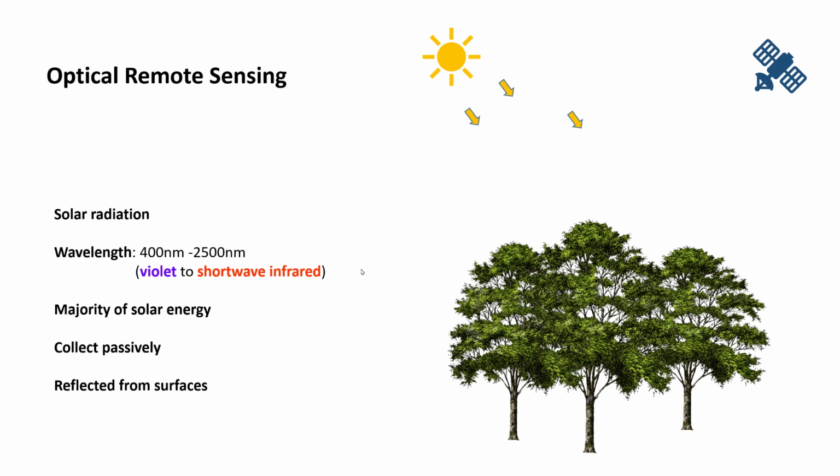Optical sensors collect solar radiation reflected from Earth's surface, including land, plants, and buildings. The wavelength usually is between violet and infrared. Optical data is the most used data for forestry.